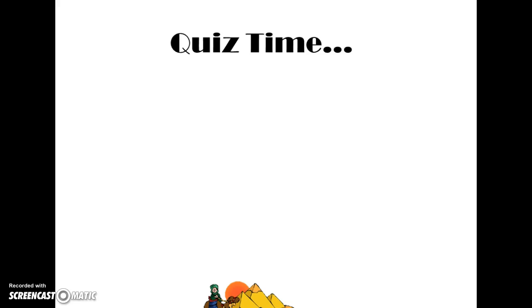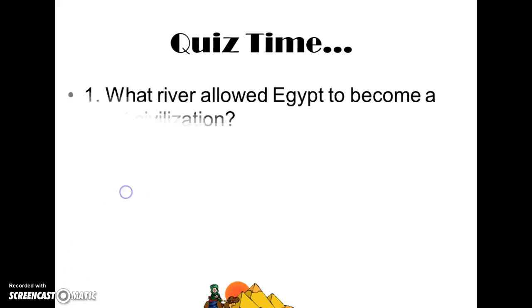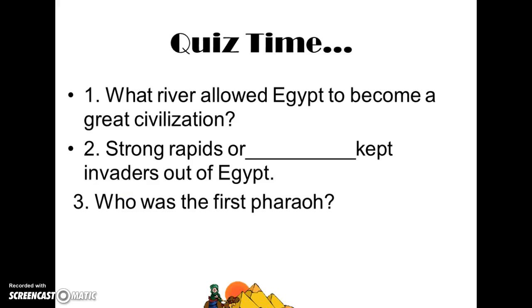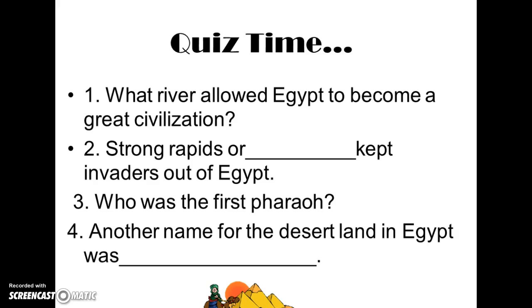Okay, ladies and gentlemen, it's quiz time. How well were you paying attention? Here it comes. What river allowed Egypt to become a great civilization? Strong rapids, or blank, kept invaders out of Egypt. Who was the first pharaoh? And another name for the desert land in Egypt was... how'd you do?